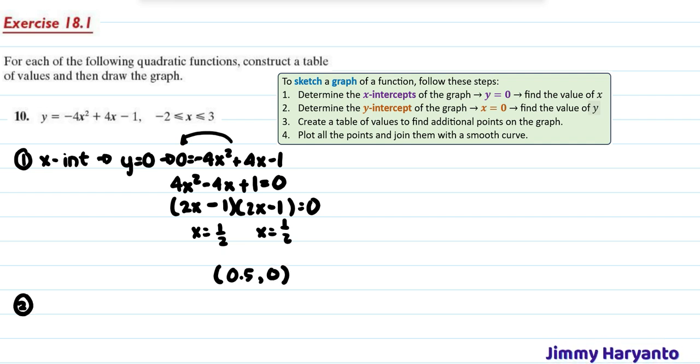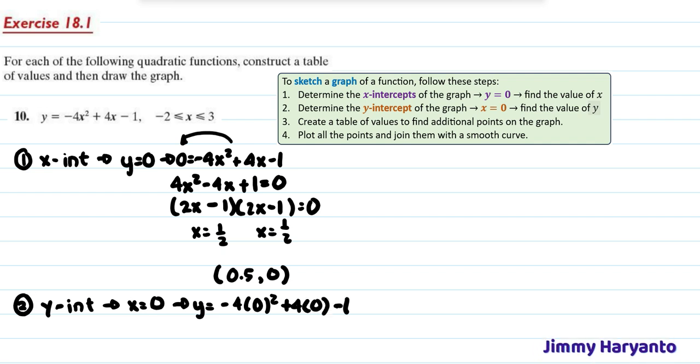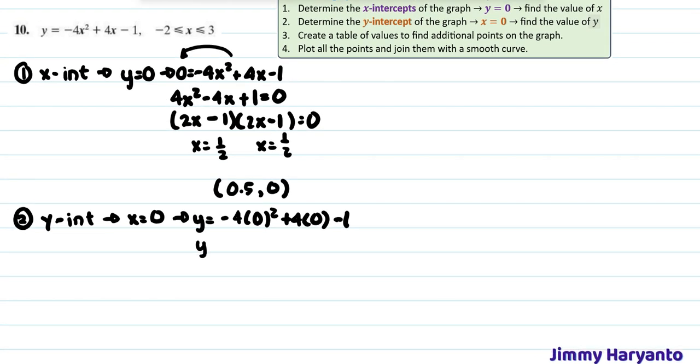And then step 2, I mean y-intercept. For the y-intercept, x equals 0. That means y equals negative 4 times 0 squared plus 4 times 0 minus 1. So y equals negative 1. So this one is 0, negative 1.